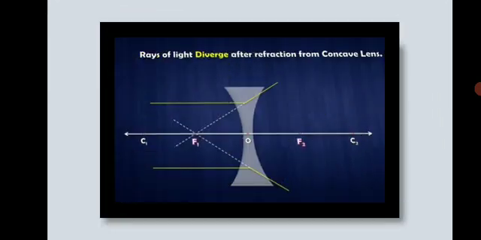The concave lens also has two principal foci, F1 and F2, but in the case of concave lens, a ray parallel to the principal axis, after refraction, diverges from the lens. When the ray is extended behind, these rays appear to converge at an imaginary point, and that point is called the principal focus of the concave lens.